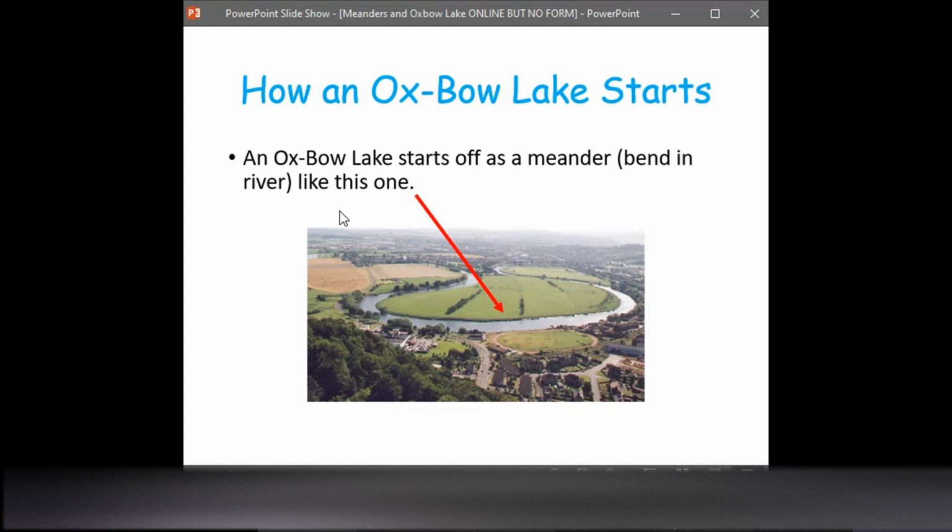So we'll talk about how it works. So an oxbow lake always starts off as part of the river. It always starts off as a meander, just like this one you can see in the picture. This is quite a big one and it's really loopy, so it's eventually going to turn into this oxbow lake.